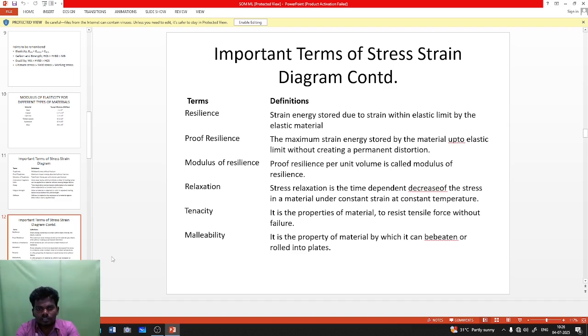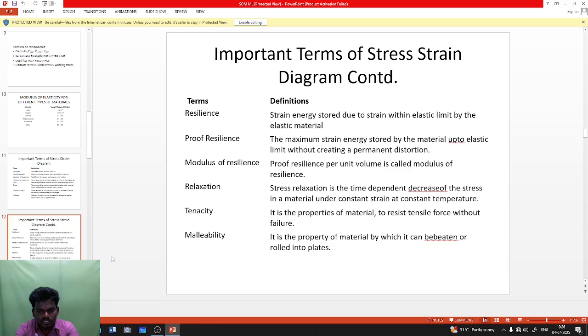On resilience, the important terms continue. Resilience: the strain energy stored by an elastic material due to strain within the elastic limit. Proof resilience: the maximum strain energy stored by the material up to the elastic limit without creating a permanent distortion. Modulus of resilience: proof resilience per unit volume.